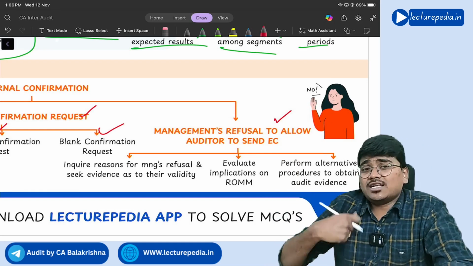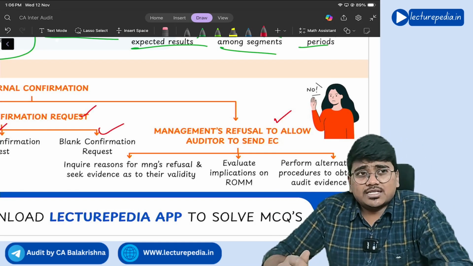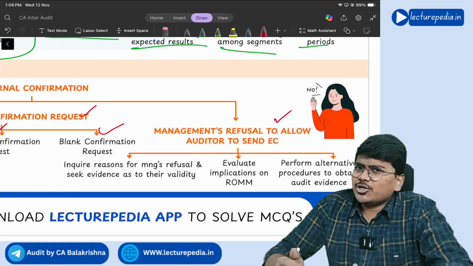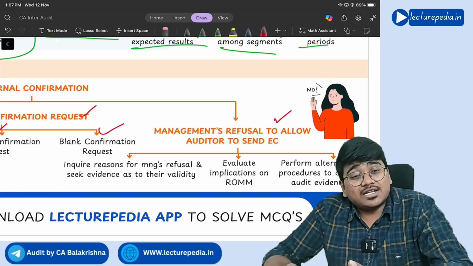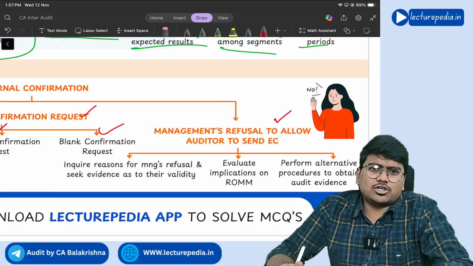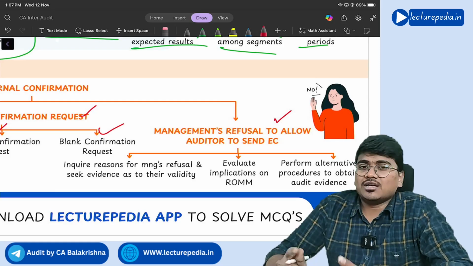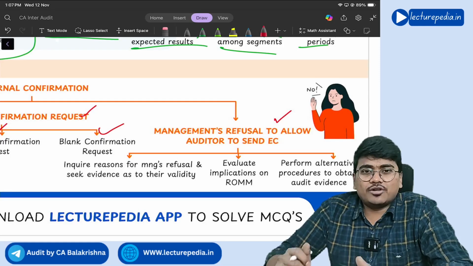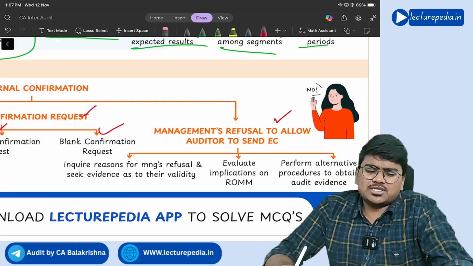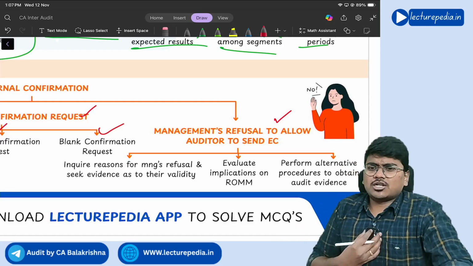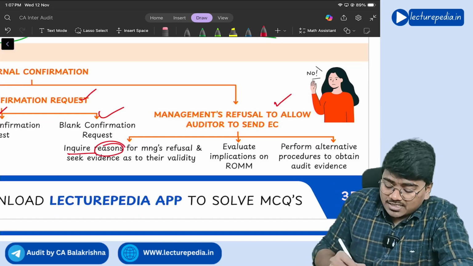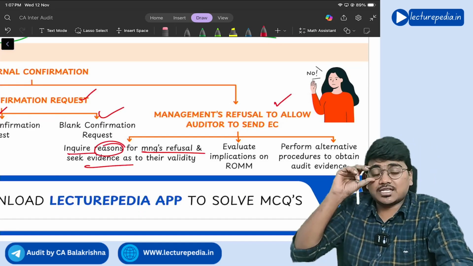Now if the auditor feels that the reasons given by the management are valid, then you will see whether you can obtain audit evidence through alternate audit procedures. If you feel that you cannot obtain audit evidence through alternate audit procedures also, then you will show the impact on the opinion. You will modify your opinion. If it is possible to obtain audit evidence through alternate audit procedures, you will obtain the evidence and give the normal opinion. Got it? Yes. See, inquire about the reasons for management's refusal and seek evidence as to that refusal.